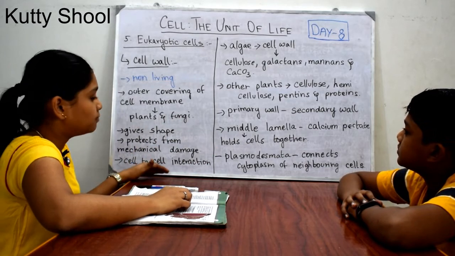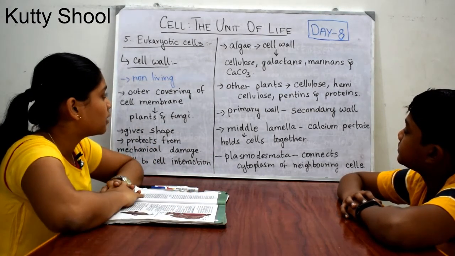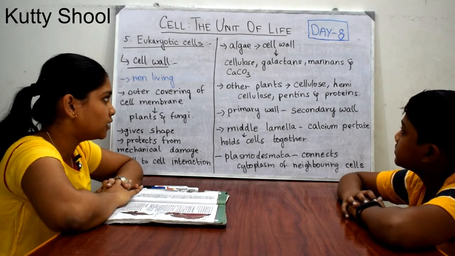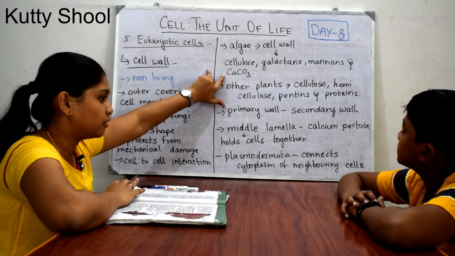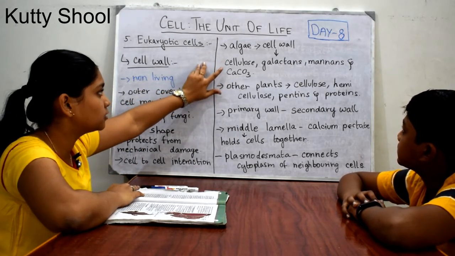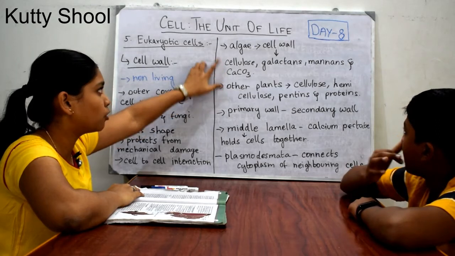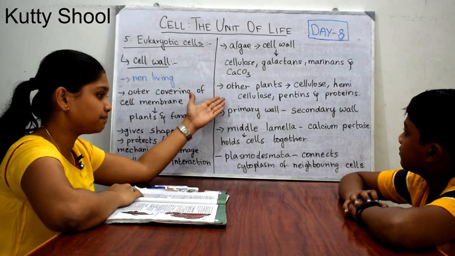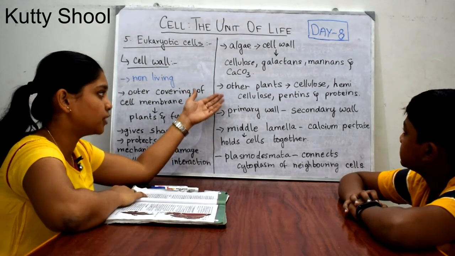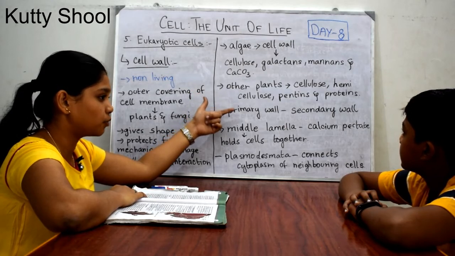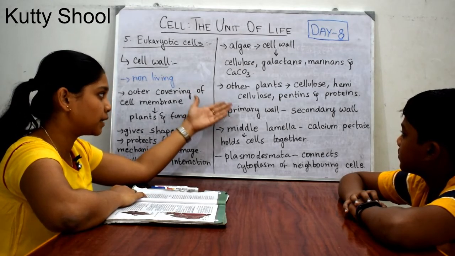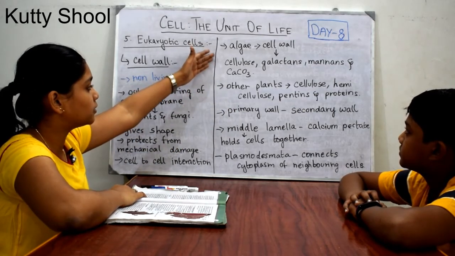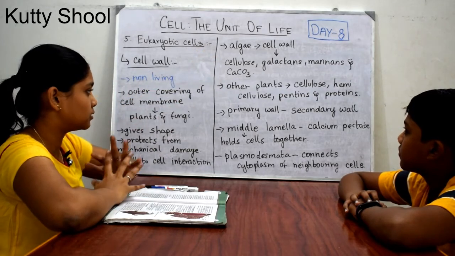So this cell wall is mainly present in plants. The cell wall of algae is composed of cellulose, galactans, mannans, and calcium carbonate. Whereas the cell wall of other plants is composed of cellulose, hemicellulose, pectins, and proteins. So the cell wall of other plants is composed of these four substances, whereas algae is different.